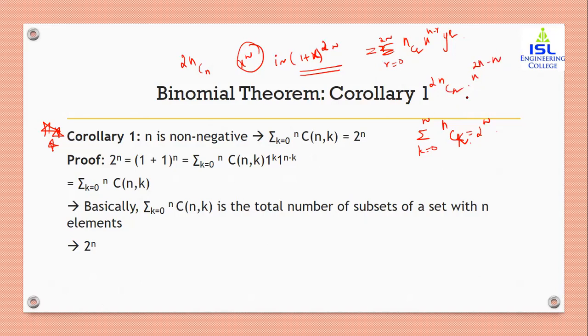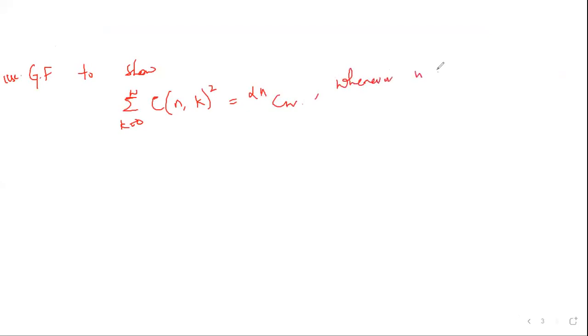Now suppose we know the coefficient. Why are we finding this (1 plus x)^2n? Okay, let me do it on the board over here. Let me write it again. Use generating function. We are using a generating function to show that the sum from k equal to 0 to n of (nCk) whole square is equal to 2nCn whenever n is a positive integer.